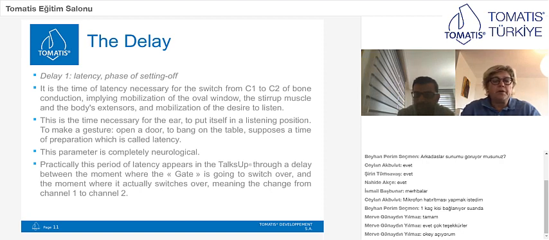So this parameter is completely neurological. Practically, this period of latency appears in the ToxUp through a delay between the moment where the gate is going to switch over and the moment where it actually switches over, meaning the change from channel 1 to channel 2.